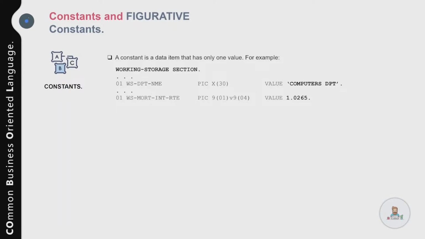If you notice, I've defined these two variables in the working storage section. The initial value of these fields is assigned with the help of the value clause. For the department, I've assigned computers department, and for mortgage, I've assigned a value that is 1.0265. Throughout the program, I would be using these two variables, department name or mortgage interest rate, wherever I need the value of these variables in my business logic.